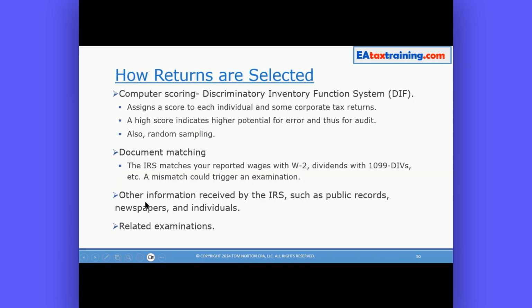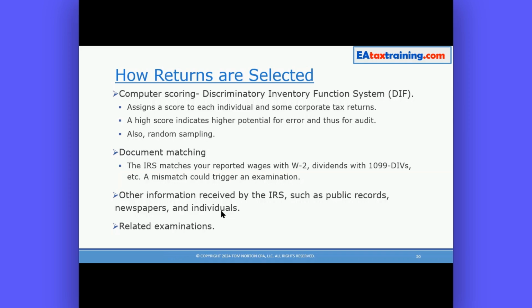They could audit you due to other information that they receive, such as from public records, from newspapers, and from individuals. So they do have a whistleblower program. Usually this will be an employee, for instance, of a business, and they'll see something that's going on, and they will then go to the IRS and they'll say, hey, my employer is not paying all of the taxes that they should be paying. And then if the IRS sees that as being credible, they will go in, they'll do an audit, and they will determine whether or not there are amounts due. And then the person making that whistleblower claim can actually get a percentage of the amount of tax that is recovered.